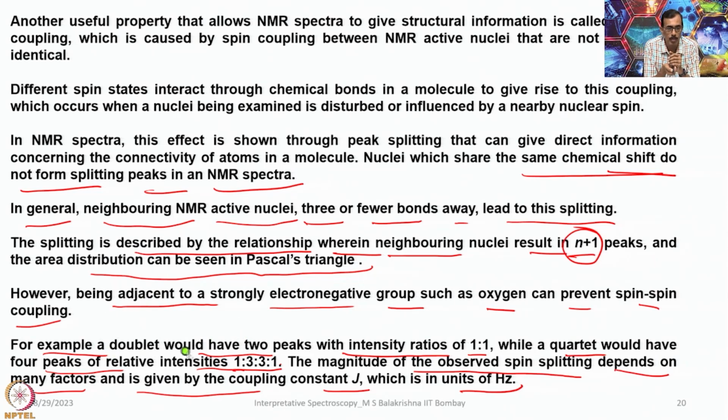For example, a doublet would have 2 peaks with an intensity ratio of 1:1, while a quartet would have 4 peaks with a relative intensity of 1:3:3:1, and if you have a triplet, the relative intensity will be 1:2:1. The magnitude of the observed spin splitting depends on many factors and is given by the coupling constant J, which is in units of hertz. So when we see this triplet, quartet or doublet, the spacing between the lines we call the coupling constant J. It is always represented in units of hertz.